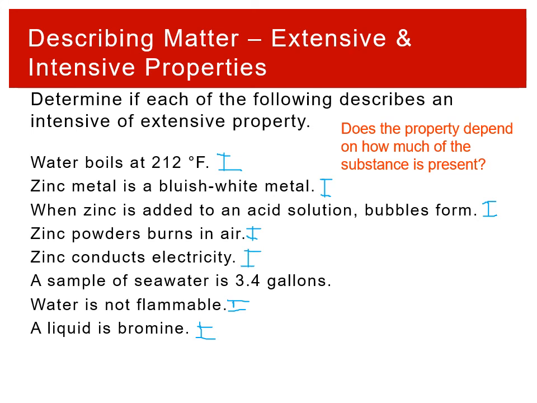And in fact, our only extensive property here is the fact that a sample of seawater is 3.4 gallons. That word right there, a sample of seawater, is what we want to key in on. That inherently implies that there is a particular bit of seawater that we're looking at, and it's going to have a particular volume. So that's going to be an extensive property. It describes this bit of seawater.